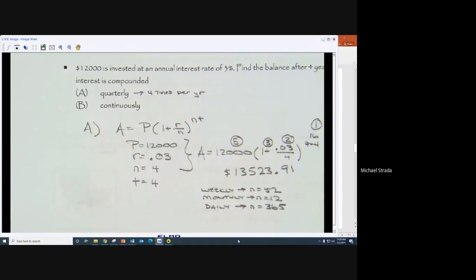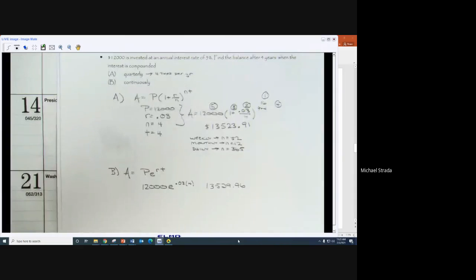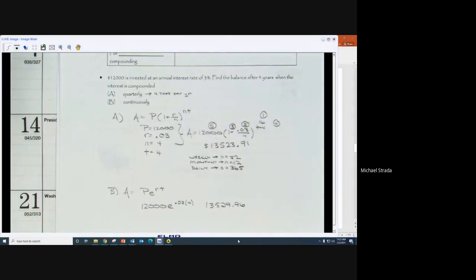Now, when you do the second part, which is the continuous part, you're just using PERT. So P E to the RT. So P is 12,000. E is always going to be E. The rate is 3%, so 0.03 times 4.